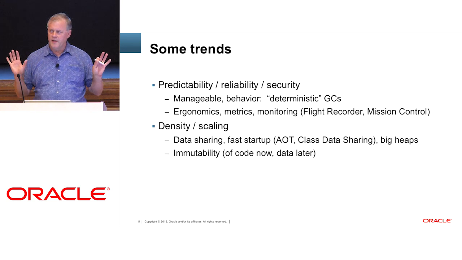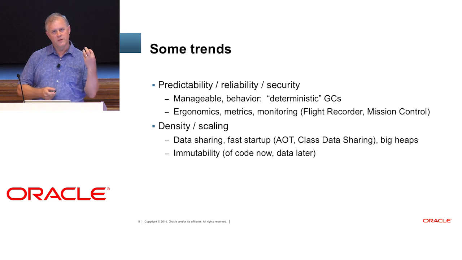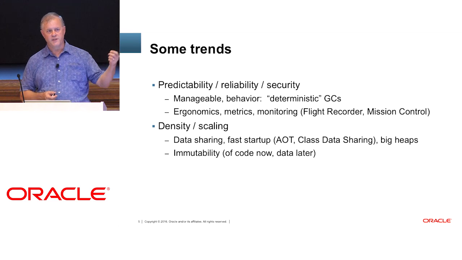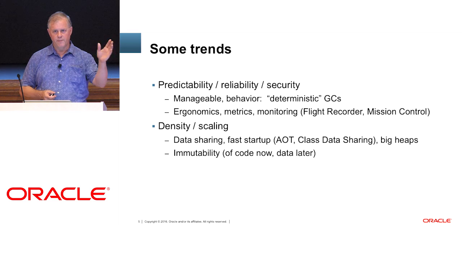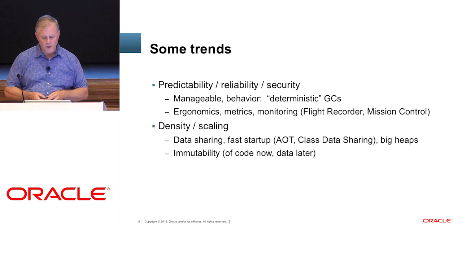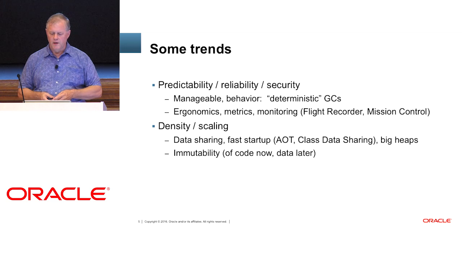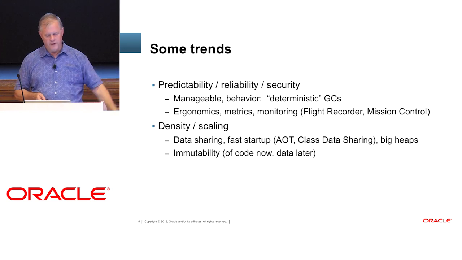Another independent trend is scaling and density. We want those terabyte heaps. We also want to be able to do tiny microservices, maybe running a few of them in a JVM or maybe 1 million of them in a JVM, but independently. We want to be able to scale using sharing tricks. We want to start up fast. This is where we're going. This is what we're working on.